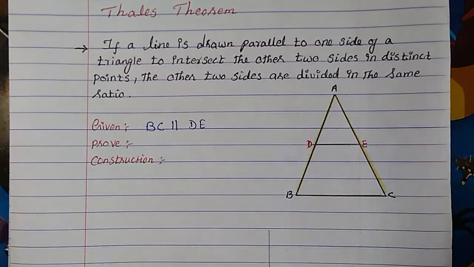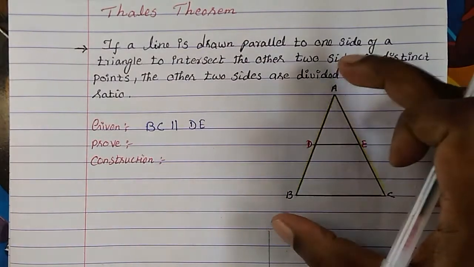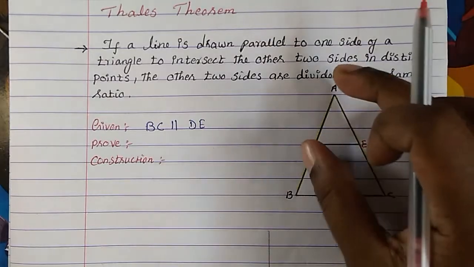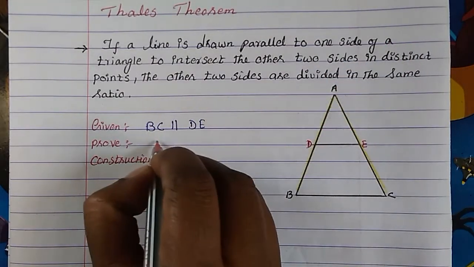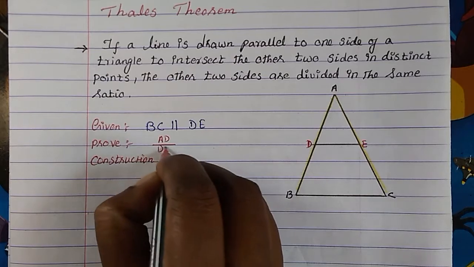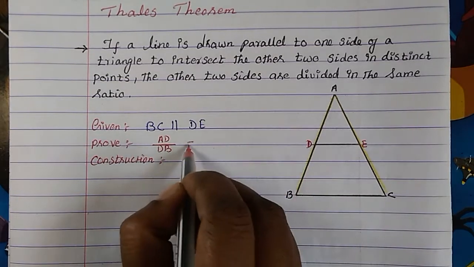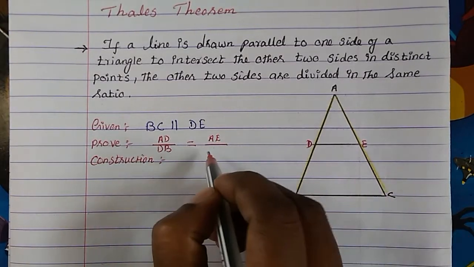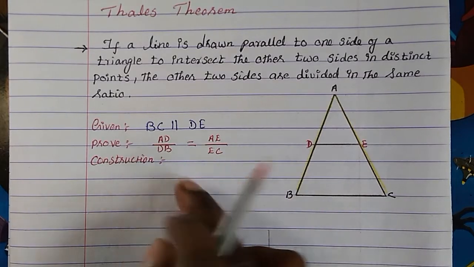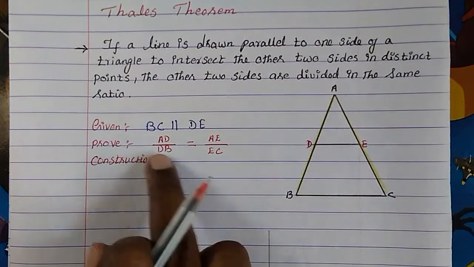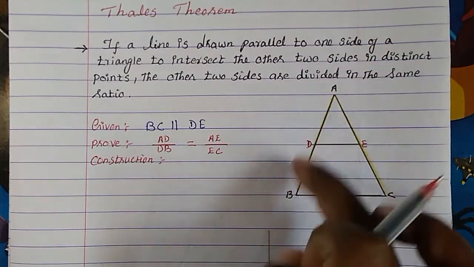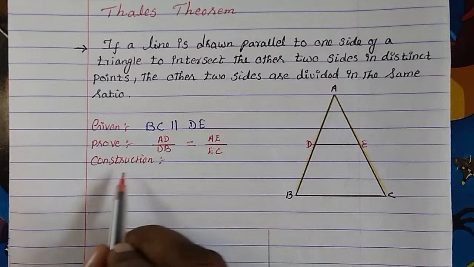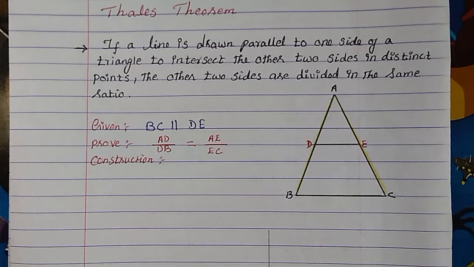What we have to prove is that this line is dividing this side and this side into equal ratio, meaning to say AD upon DB is equal to AE upon EC. So this is what we have to prove. Now in this theorem we have to remember there is a construction. So we have to do some construction.